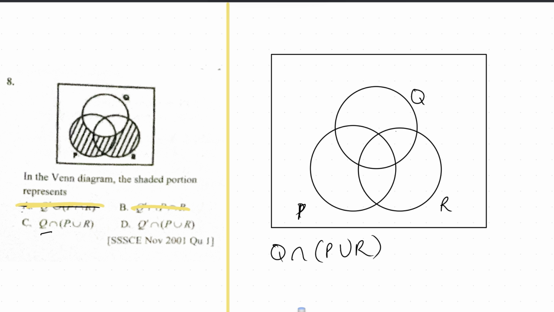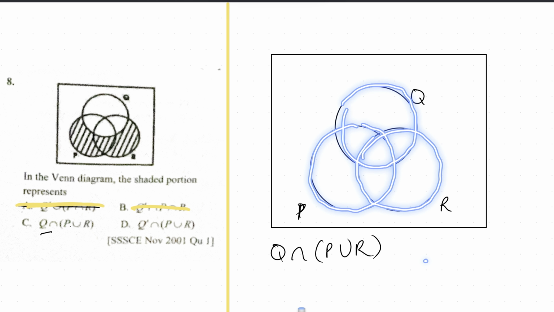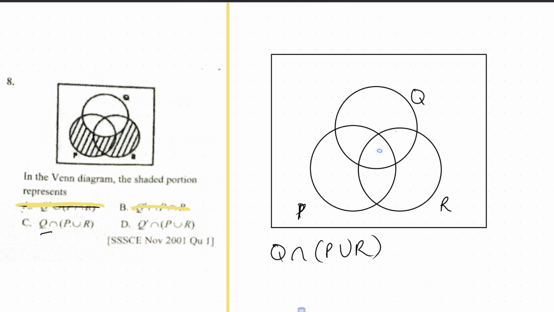Let's do that again. We see this is P union R intersection Q. That means this portion will be shaded. This is the only portion that will be shaded. So this one also does not work. Let's cancel that out. We are left with the last one.